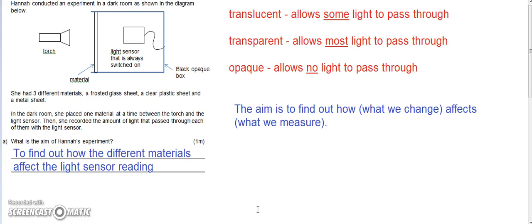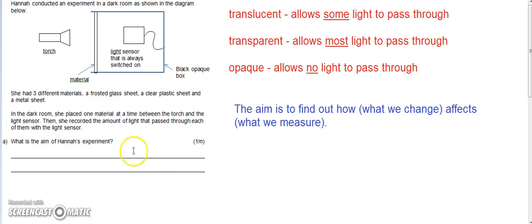Now, it doesn't say much as to why, isn't it? Because the aim is always also tied to the why. So to find out how the different materials affect the light sensor reading, well, you might want to rephrase this so that you can also address the why. Okay, in this case, why do you think Hannah wants to find out how the different materials affect the light sensor reading? Well, we can put it this way, right?